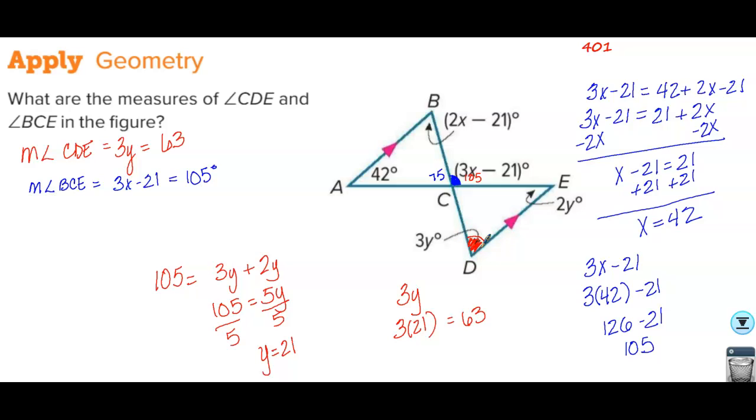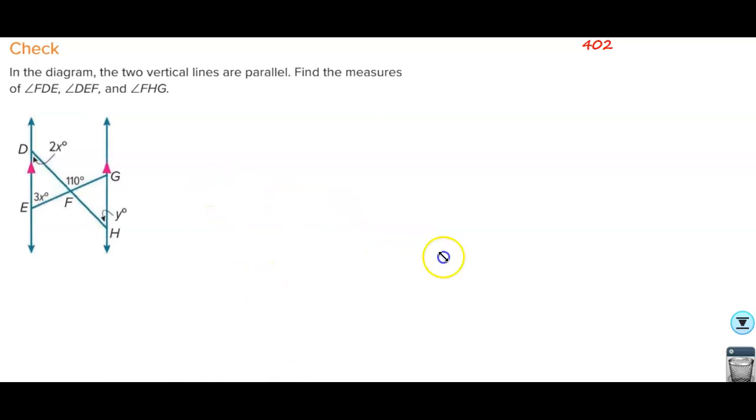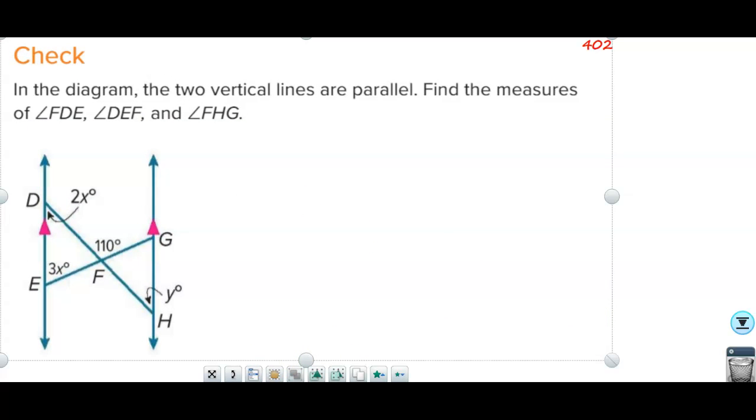So you can see why I didn't want to tack this onto an already long instructional video, because this really takes some thinking and it takes some time to explain. So that's why I decided to split it up into 2 days. Here we have another example that is on page 402. It's very similar to the last one. We're going to set this up very much the same way.